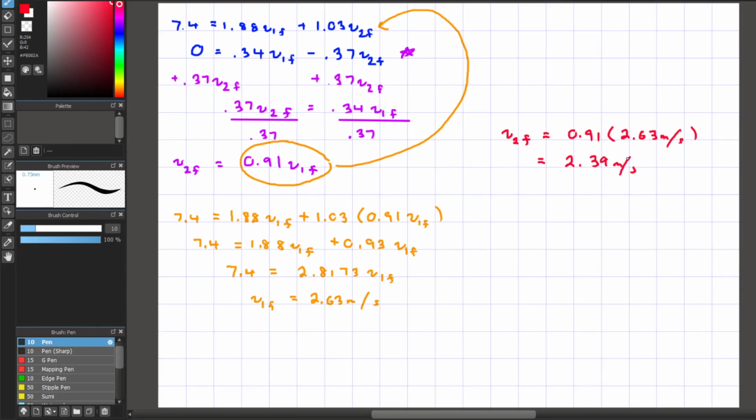This concludes our example on 2D elastic collisions. I hope you found it helpful, and thank you for watching.